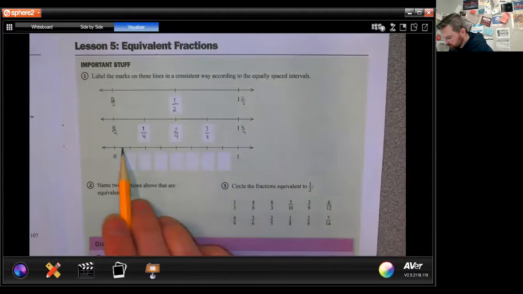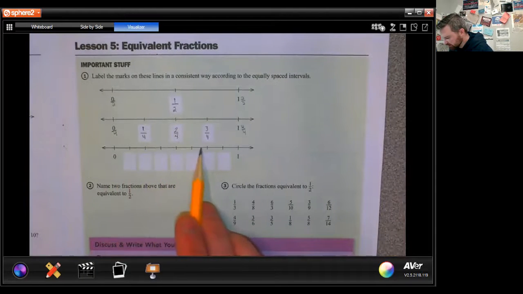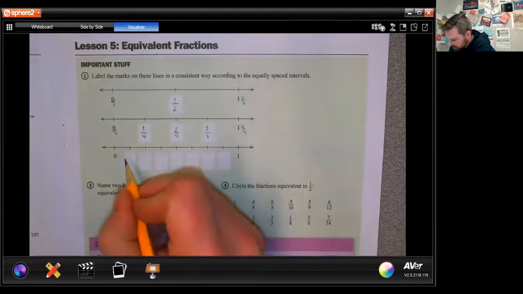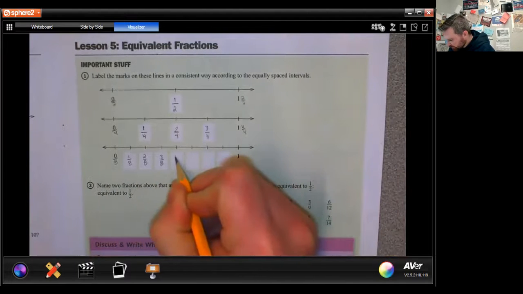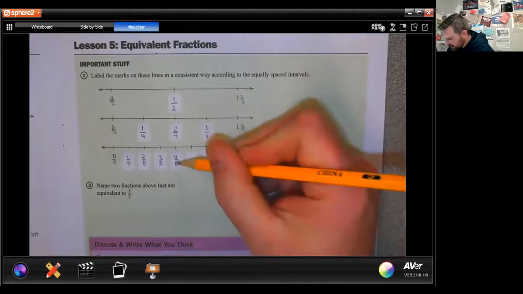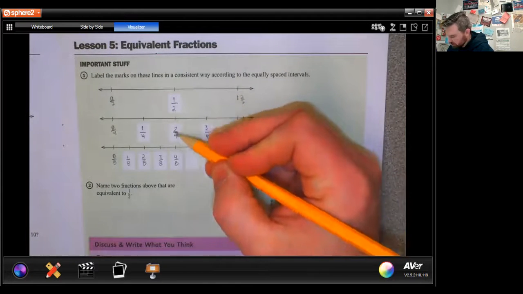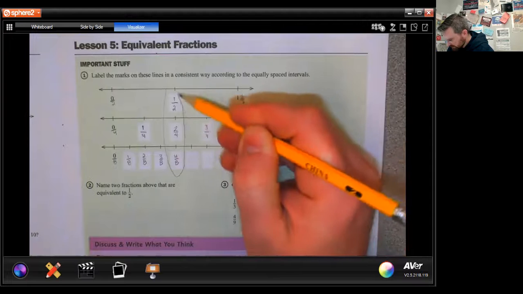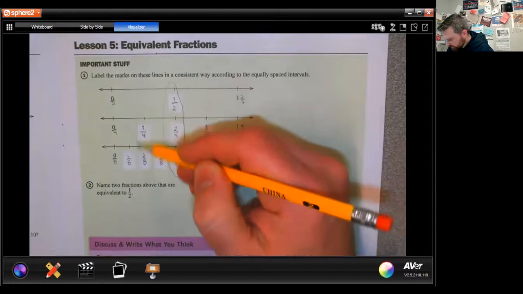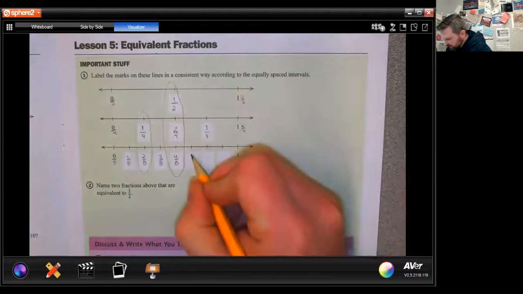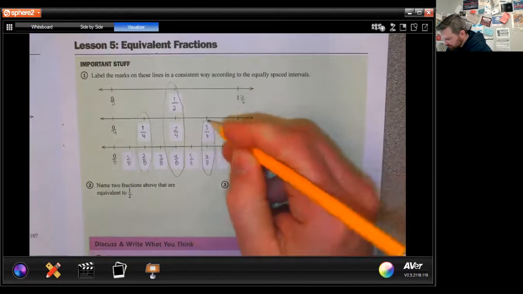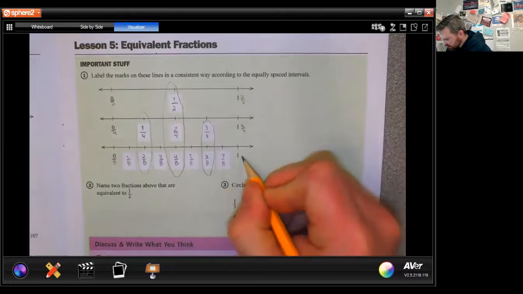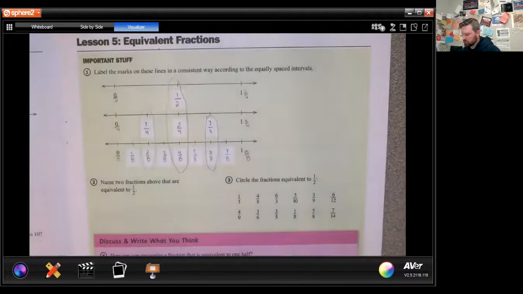All right, here we have 1, 2, 3, 4, 5, 6, 7, 8 spaces. So this is 0/8, 1/8, 2/8, 3/8, 4/8. Okay, so 4/8, 2/4, and 1/2. Those are all the same measurement. Okay, all the same fraction. 1/4 and 2/8 are the same. So then we have 5/8, 6/8. That's the same. 7/8, and then this would be 8/8, which is the same as 1.